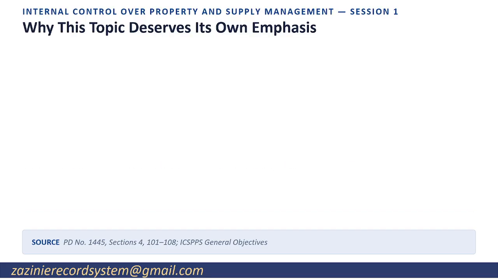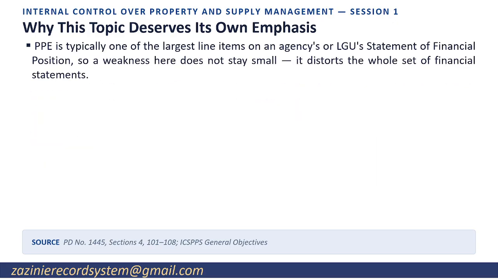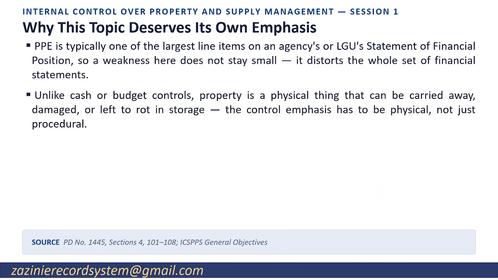Why this topic deserves its own emphasis. PPE is typically one of the largest line items on an agency's or LGU's statement of financial position, so a weakness here does not stay small, it distorts the whole set of financial statements. Unlike cash or budget controls, property is a physical thing that can be carried away, damaged, or left to rot in storage. The control emphasis has to be physical, not just procedural.